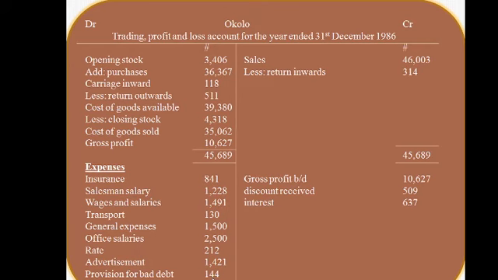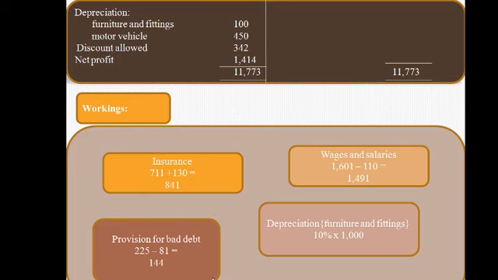All right, let's move to the next one. We have depreciation. 10% for furniture and fitting. The furniture and fitting is 1,000 naira. 10% of 1,000 naira is 100 naira. Motor vehicle was given us for 450. Discount allowed 342. Discount allowed is an expense. We have to do it as one. You gave it to your customer, the expense to the business.